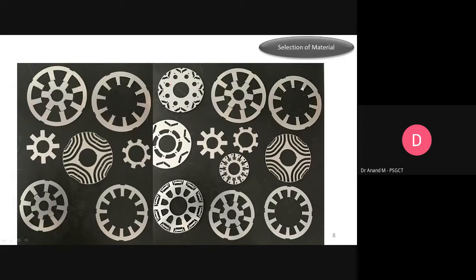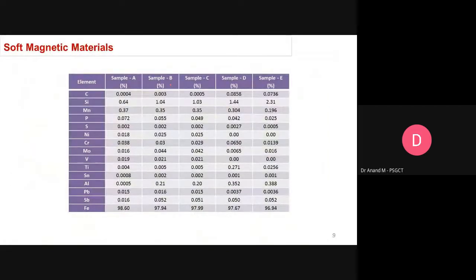For example, here you can see I have given some composition of the same, of 5 different laminations: sample A, sample B, sample C, sample D, sample E. The major component present in this lamination material of the stack is going to be iron. So here you could see the composition. On an average, it comes to nearly 97%.